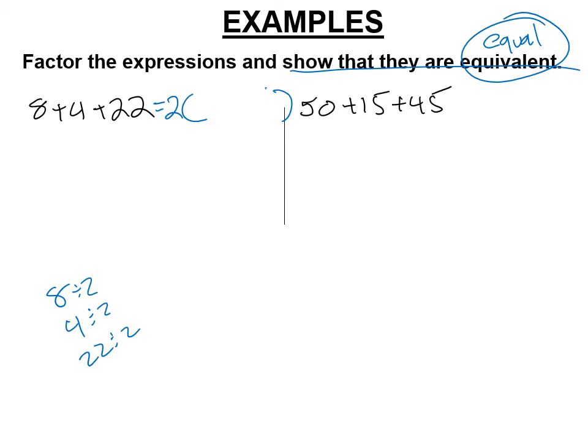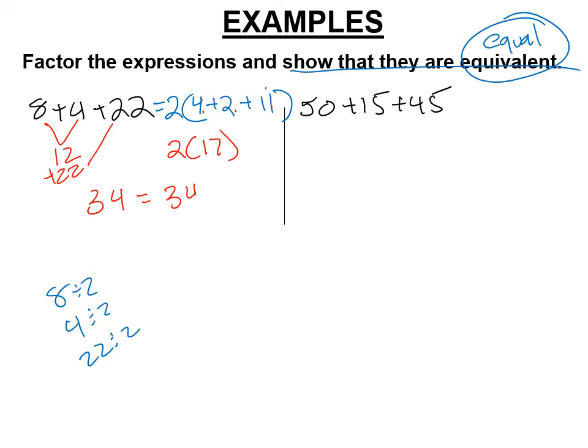And now you're going to have 3 numbers. So 2 times what makes 8? 4. 2 times what makes 4? 2. 2 times what makes 22? 11. We've factored it. Now we're doing the proving. 8 plus 4 is 12. 12 plus 22 is 34, right? So this side is 34. Now on this side, you do inside here first. 4 plus 2 is 6, plus 11 is 17. So you have 2 times 17, and 2 times 17 is 34.